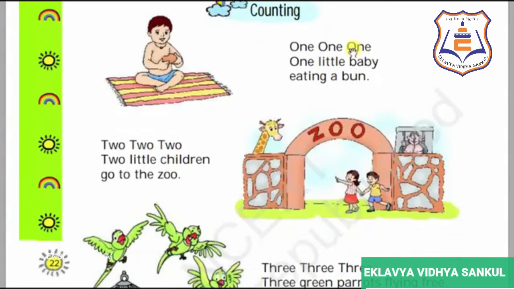We will count now. 1, 1, 1, 1 little baby eating a bun. So there is 1 little baby here who is eating a bun. So sing with me. 1, 1, 1, 1 little baby eating a bun. There is only one baby over here who is eating a bun.